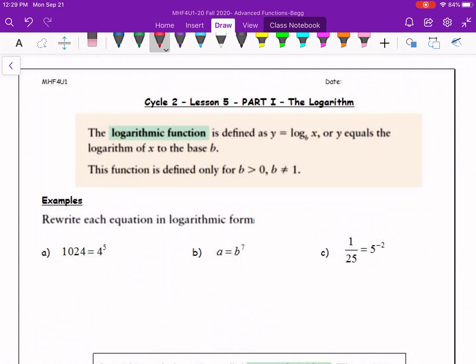Cycle 2, Lesson 5, Part 1, the logarithm. We've seen in previous lessons that a logarithm is an inverse of an exponential function. So if we have an exponential function in the form, say, y equals b to the x, then if we take the inverse of it, that would be x equals b to the y. We know that for any function, if we switch x and y, then we're going to get the inverse. So specifically, we can graph this.